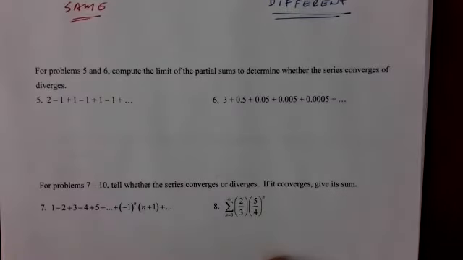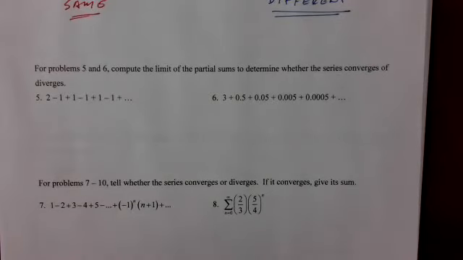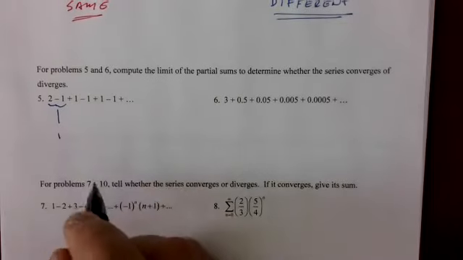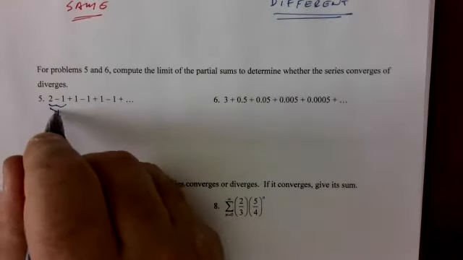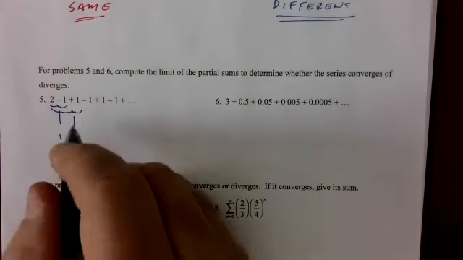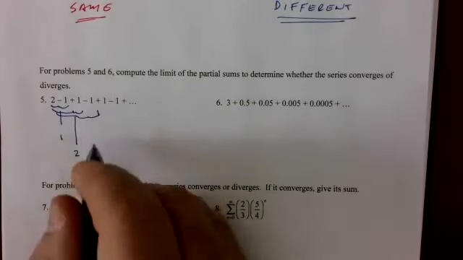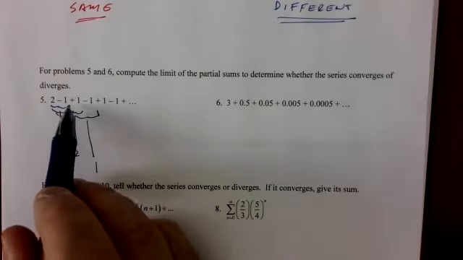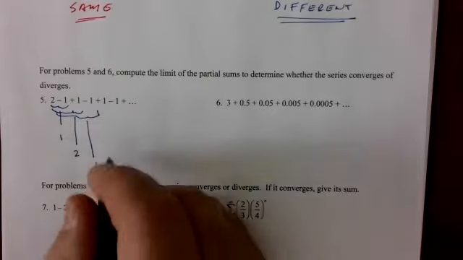All right, problems 5 and 6, pick the limit of partial sums, blah, blah, blah. So first two, we get 1. Then 3 we get 2. 4 we get 1. 2 minus 1 is 1. This one is 2 minus 1. Yeah, so this diverges.